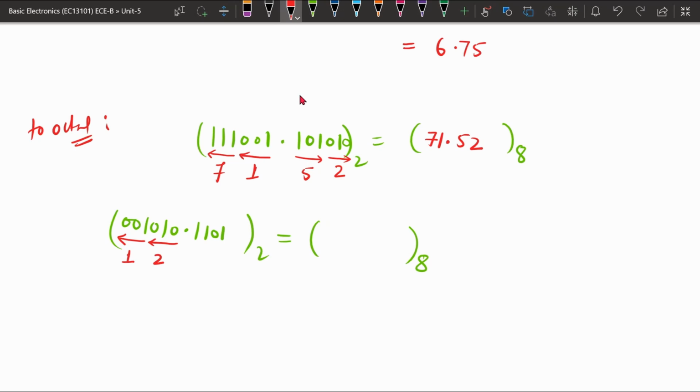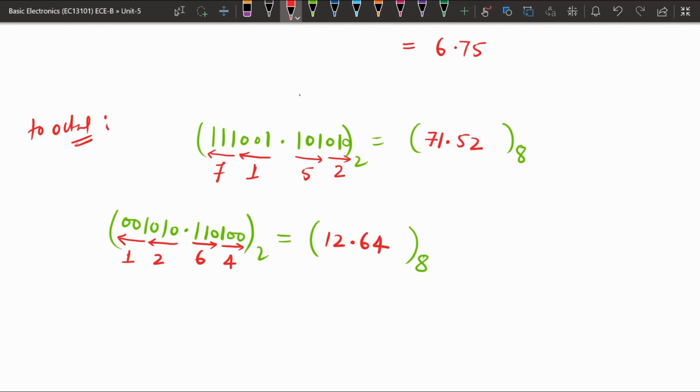And on the right side of the decimal point, we will be making the pair. So this is one pair, 110. So 110 is 6, and this is one remaining. So only one digit is remaining. To make the pair of 3 digits, we will add 2 extra zeros as padding. So the second one is 100. So 100 is equivalent to 4. So now its equivalent octal will be 12.64.